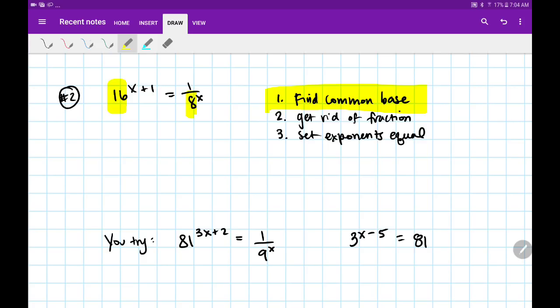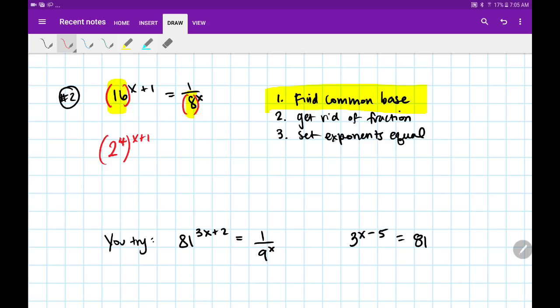16 and 8 can both be rewritten as powers of not 8, not 4, because 4 squared is 16, but you can't write 8 as a power of 4. But 2 would work. So I'm going to put them in parentheses right away, and I'm going to write them both as powers of 2. So on the left, I'll have 2 to the 4th to the power of x plus 1.